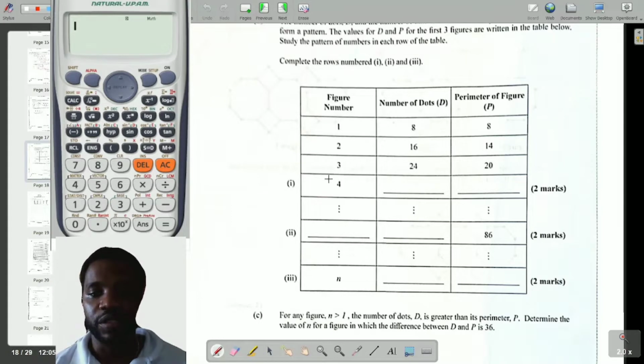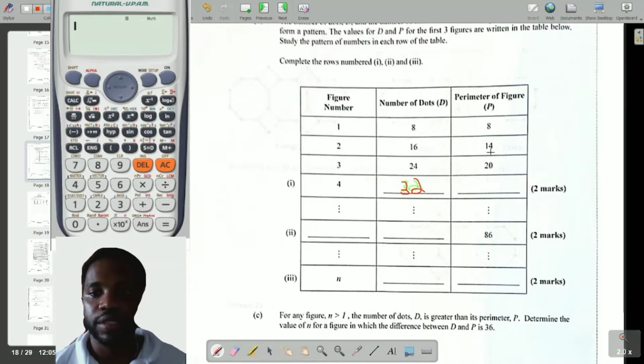So figure 1, figure 2, figure 3, figure 4. What's going to be right here? Since I'm moving directly from figure 3 to 4, this is also going to follow the same pattern. I'm going up by 8. So 8 plus 8 is 16, 16 plus 8 is 24, 24 plus 8 is 32. Let me get a brighter color here. 32.